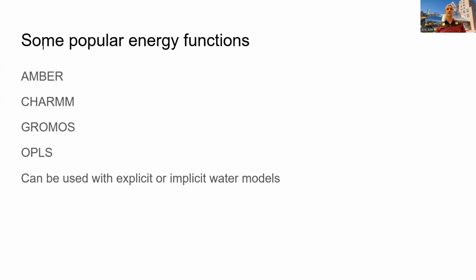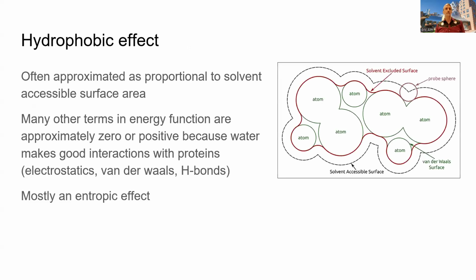These can be used with explicit waters, where, for example, in molecular dynamics, we'll just put a protein in a giant box of thousands of water molecules, and we'll let the water molecules move around and interact with the protein according to the energy function. Or we can use implicit water models. And those implicit water models really get at the hydrophobic effect.